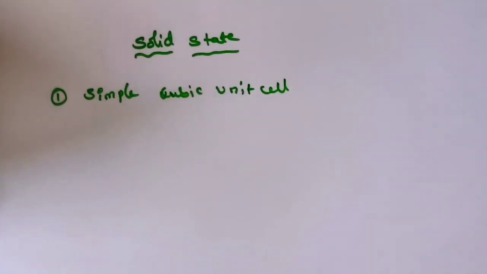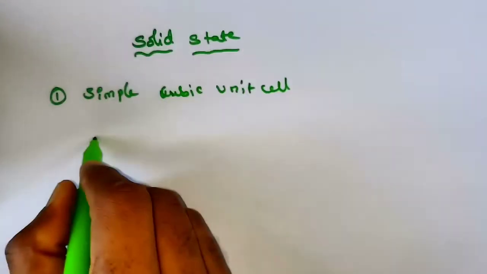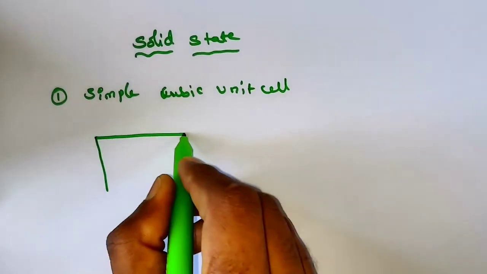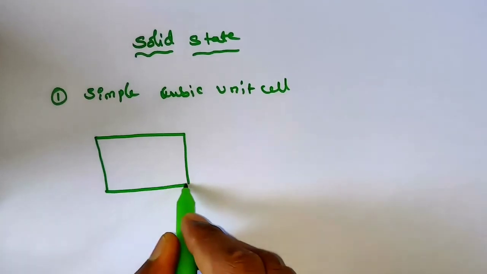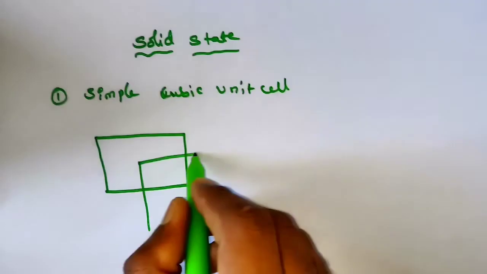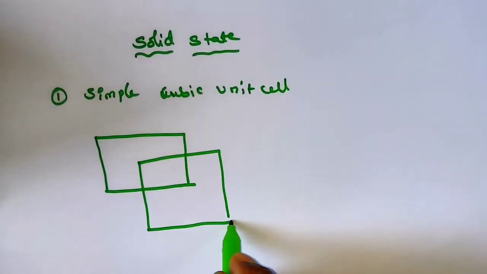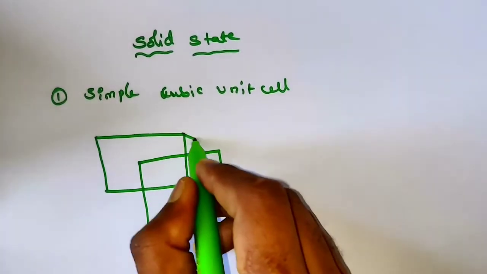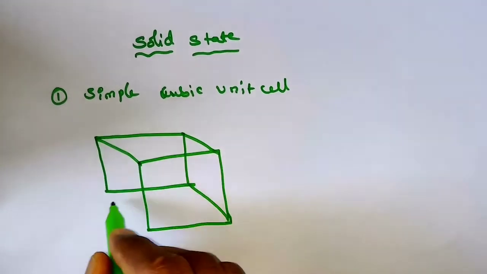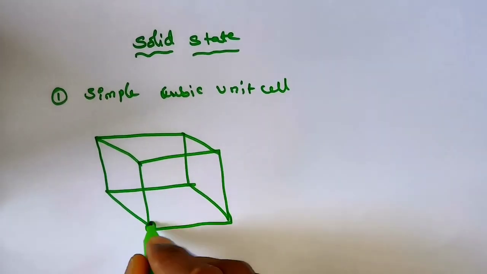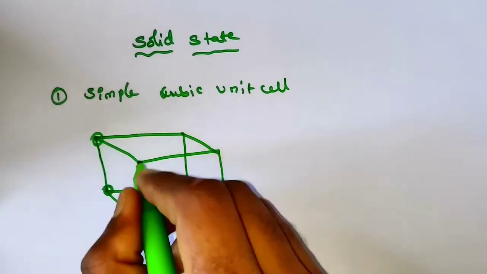In the simple cubic unit cell, it contains 8 corners. In each corner, one atom will be there. But not all of the atom participates in the formation of the cube. Only 1/8 of that particular atom will participate in the formation of the cube.